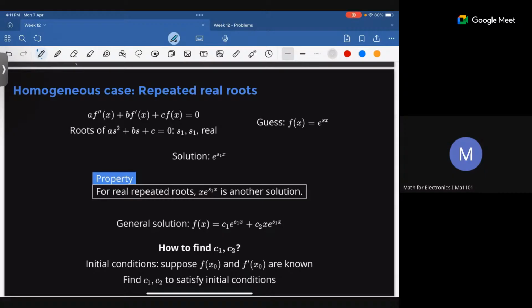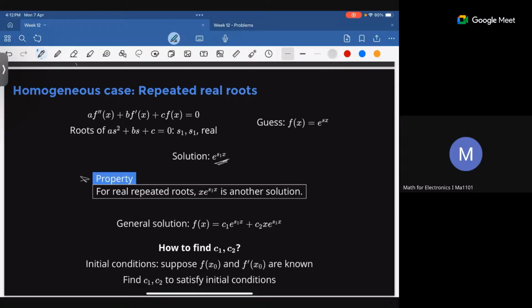But if you have repeated roots, how does your solution look? The first solution will always be e power s1x, because s1 is the solution for our quadratic equation. e power sx is our guess, so I have to substitute s1 in place of s. That will be my first solution.